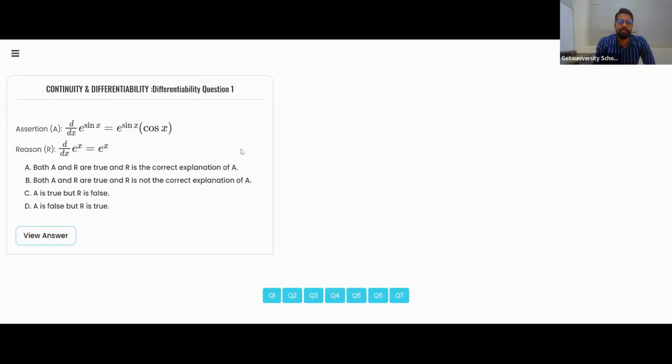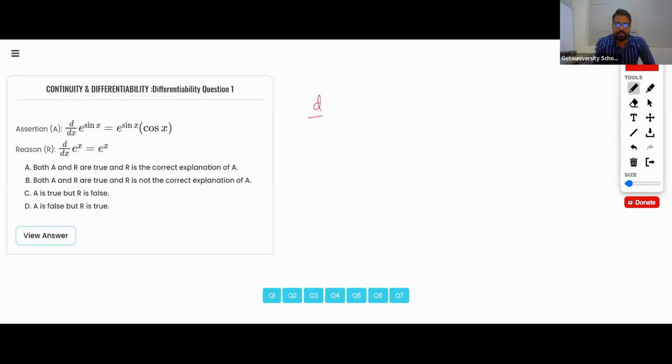Let's solve it then. Assertion: I don't have time to read all this, so let's go to the solution directly. So d by dx of e power sine x, is it correct? Is the assertion correct? How do you differentiate with the chain rule? d by dx of what do we have? Let me erase this.